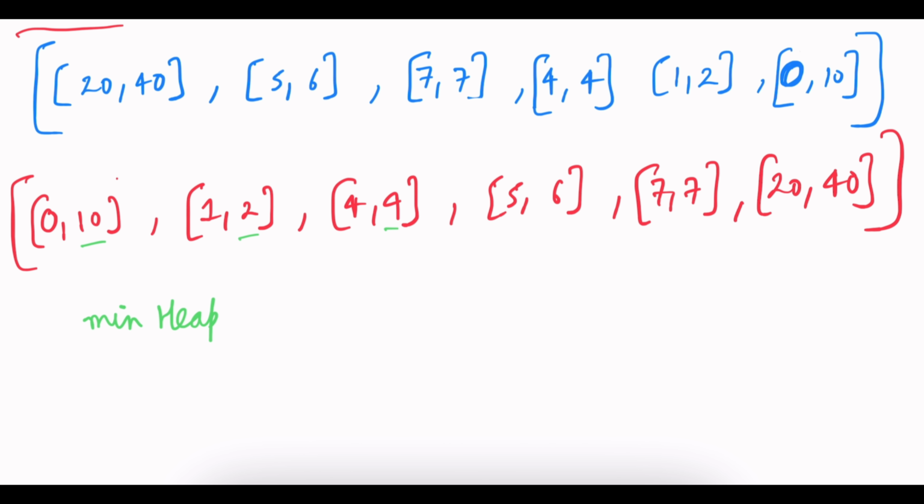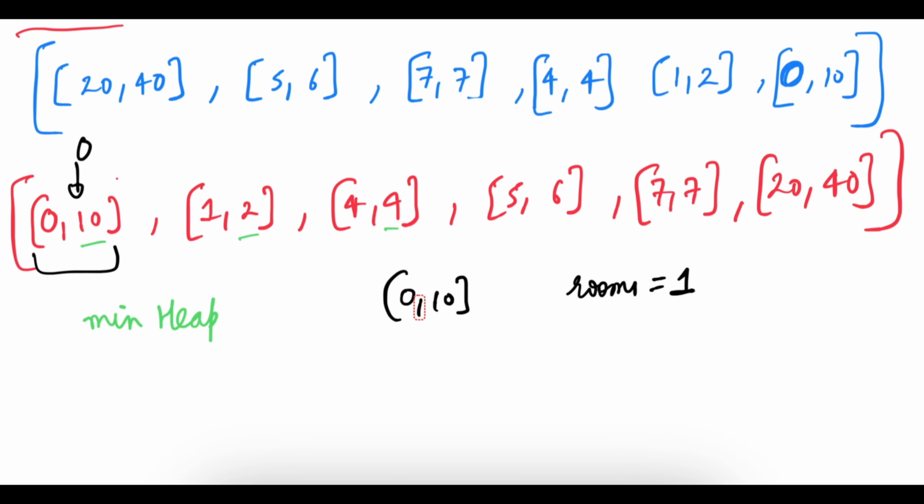So initially we are going to start from index 0. This is going to be our current interval, and we can simply add this interval to our min heap, 0, 10, and we can increment the number of rooms, and we can assign this first room to this meeting.